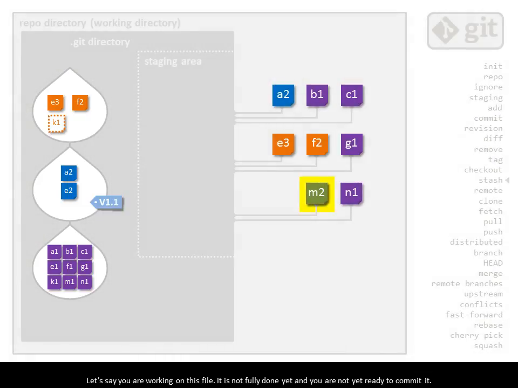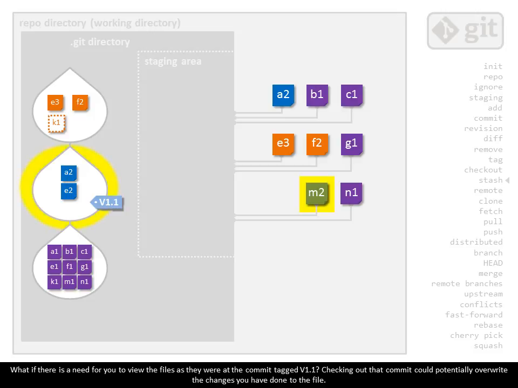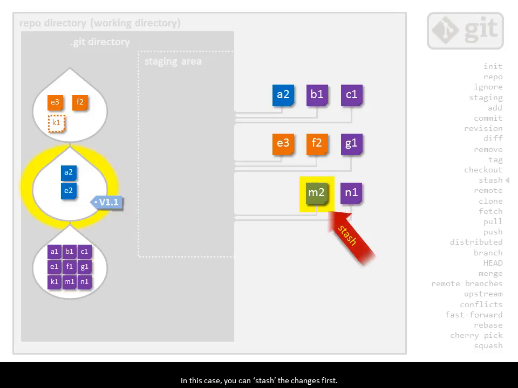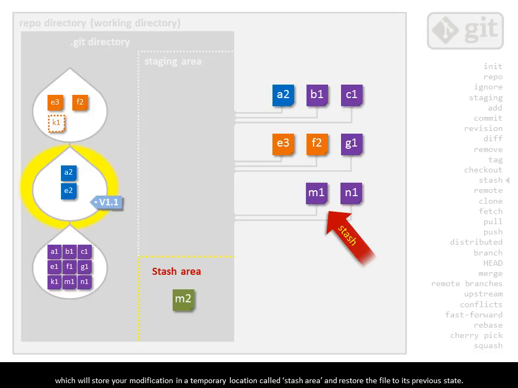Let's say you are working on this file. It is not fully done yet and you are not yet ready to commit it. What if there is a need for you to view the files as they were at the commit tagged V1.1? Checking out that commit could potentially overwrite the changes you have done to the file. In this case, you can stash the changes first, which will store your modification in a temporary location called stash area and restore the file to its previous state.